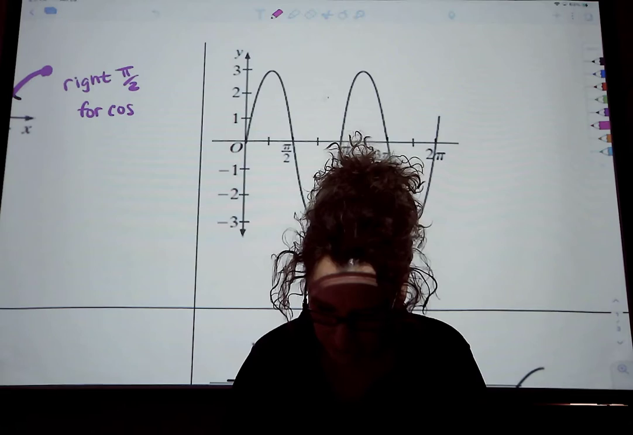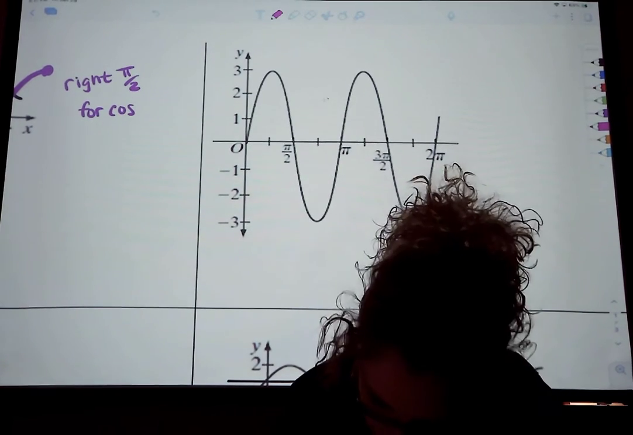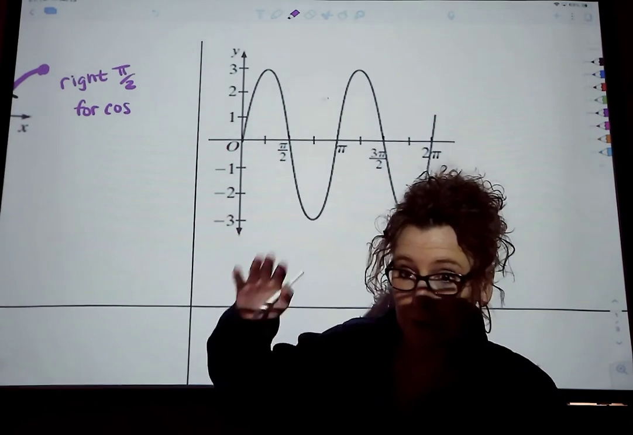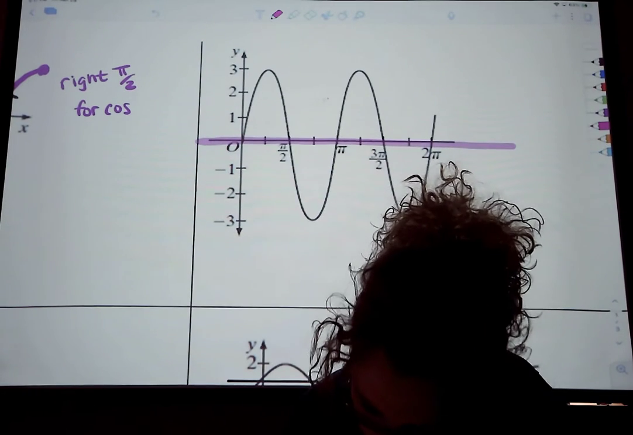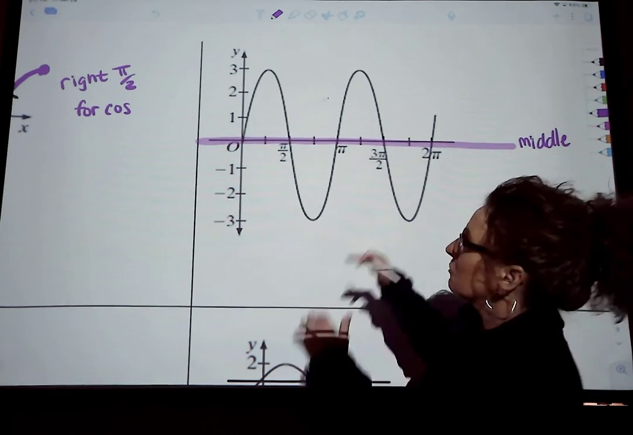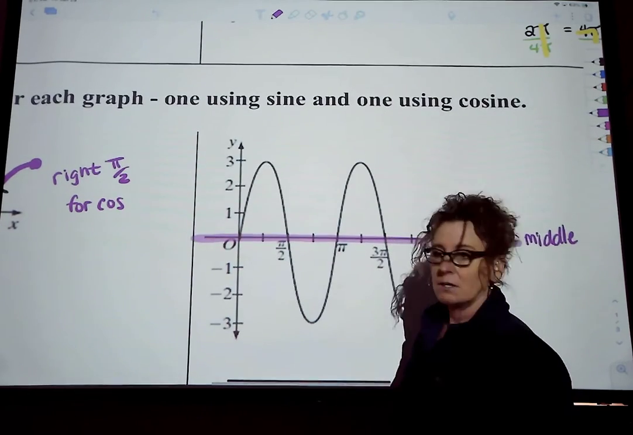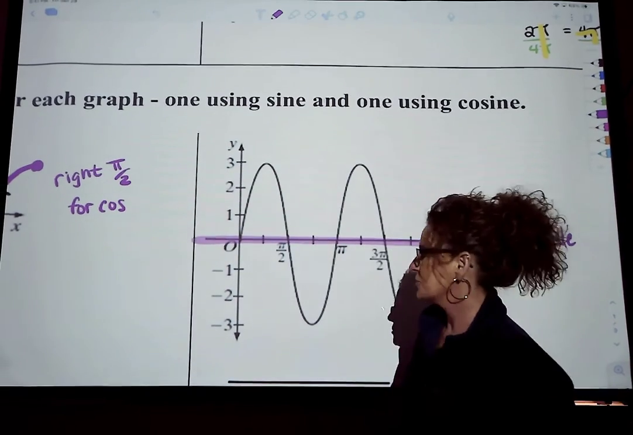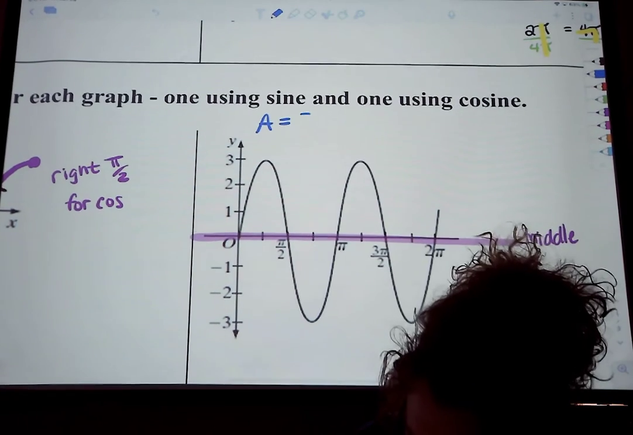Okay, let's keep going. So on this one, I want to point out, because we're going to encounter one in a minute that the midline's going to move, that this is the middle of the graph. Middle vertically. So from here, it goes up 3 and down 3. This is still the middle. From the middle, it has a height of 3 in each direction. So I believe that the amplitude in this case is 3.